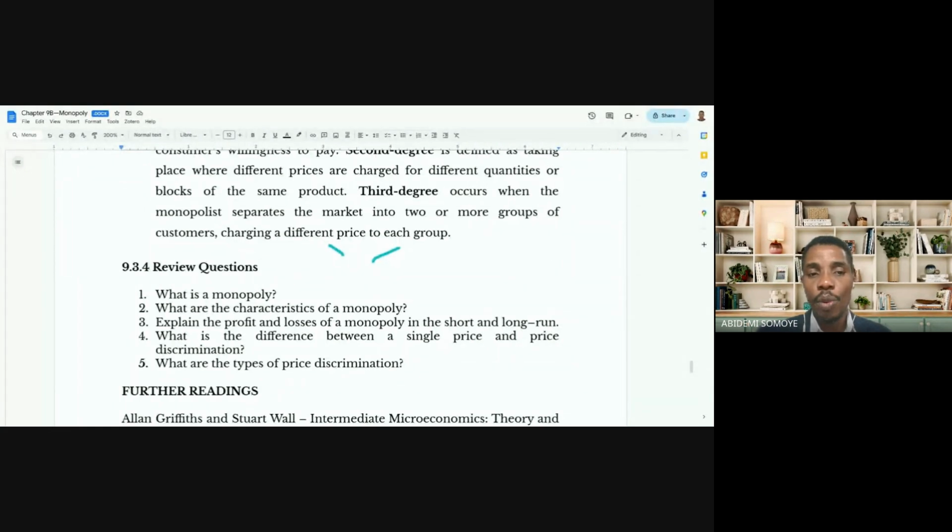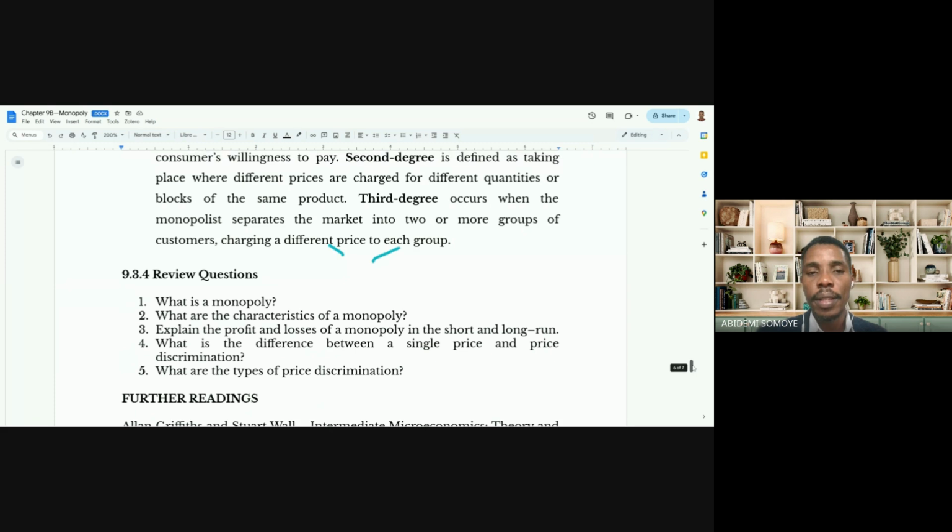So, what is a monopoly? Review questions. What are the characteristics of a monopoly? Explain the profit and losses of a monopoly in the short and long run. What is the difference between a single price and price discrimination? And under price discrimination, or what we say price differentiation, there are different types. What are those types?